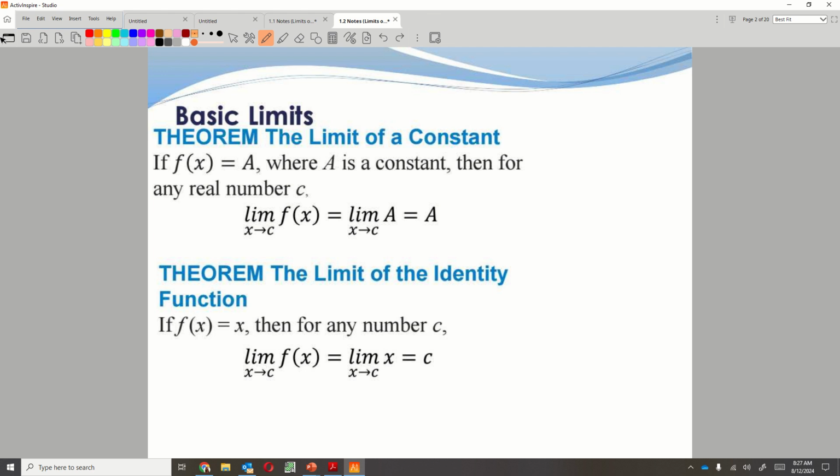Limit of the identity function. So if f of x is equal to x, then for any number c, the limit as x approaches c of x is going to be equal to c for that function.